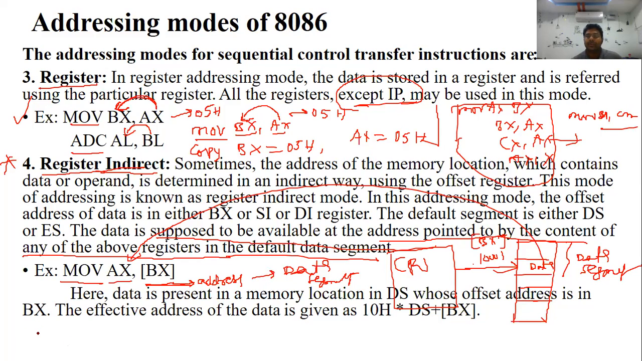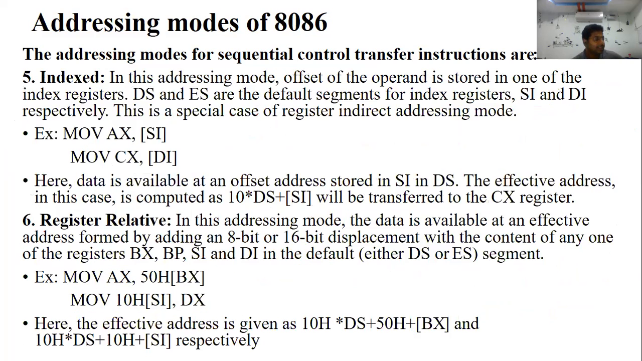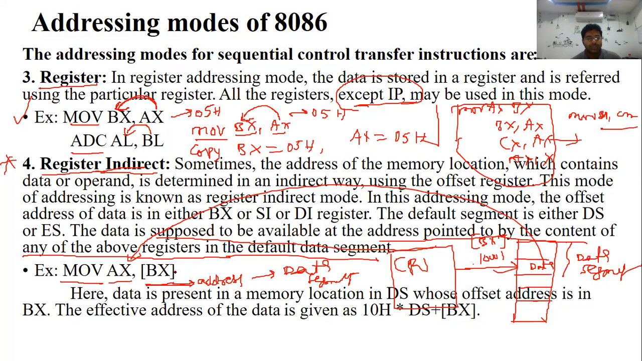Then remember the default memory location. The default data location is always the data segment register. For the microprocessor, remember, the default memory location is directly connected to the data segment register. So whenever you are representing it like this, the address is always stored in the data segment.